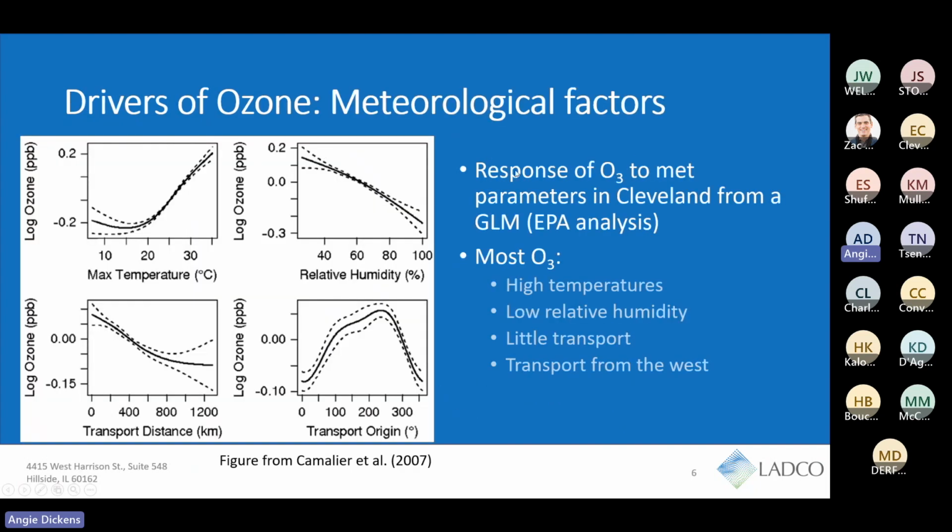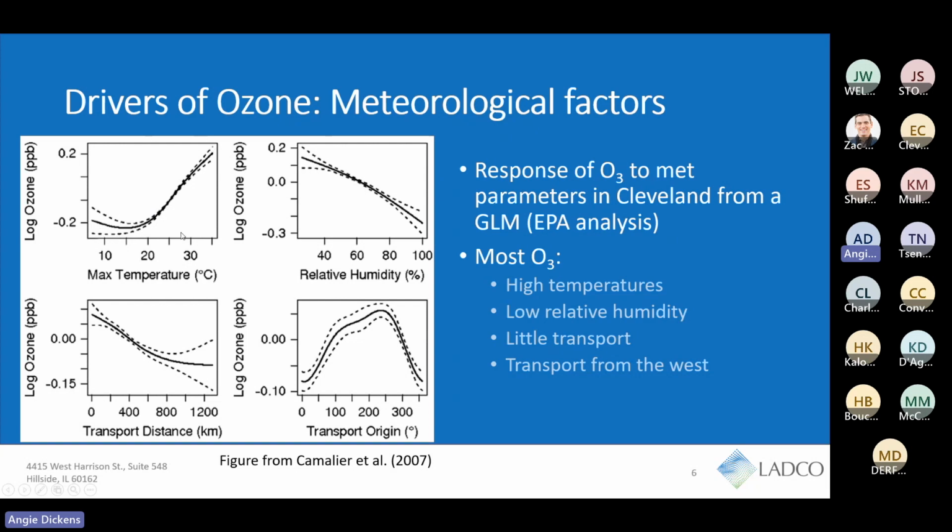This figure is from a research paper published by EPA in 2007, looking at the impact of different factors on ozone formation, in this case for Cleveland. As I said, it was done by EPA using a generalized linear model. On the y-axis is the log of the impact of that factor, such as maximum temperature or relative humidity, on ozone. Positive values mean it's increasing ozone, and negative values mean it's decreasing ozone relative to the mean.